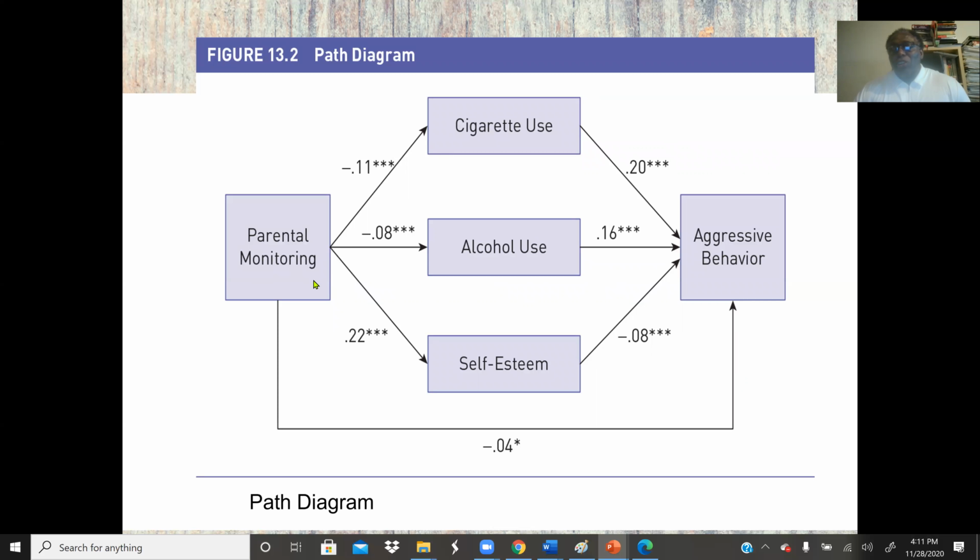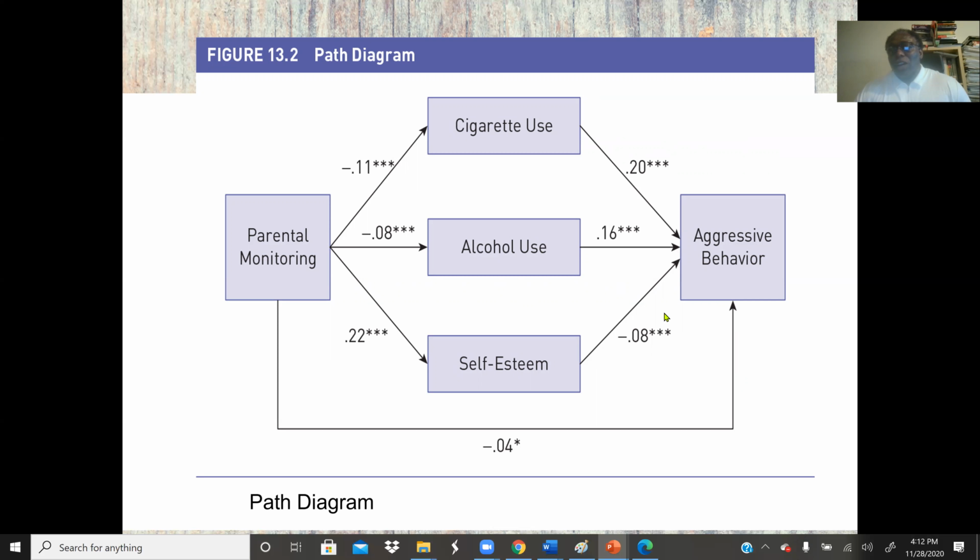So parental monitoring, we are going to monitor cigarette use of maybe minors or children, alcohol use, and self-esteem. Based on these three attributes of the minors, we may determine their aggressive behavior. So maybe the higher cigarette smoking, the higher alcohol consumption, and the lower self-esteem of the case may increase the aggressive behavior of the case.